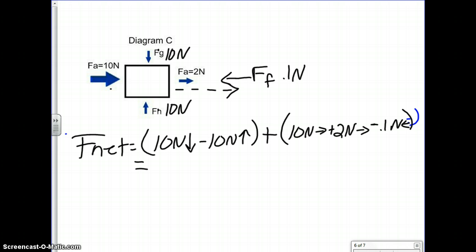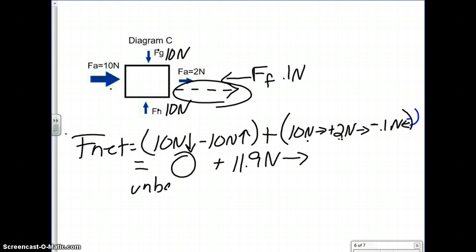So now when we do our calculations, as usual, F of G and F of N cancel each other out. And then we have 10 plus 2 is 12. 12 minus 0.1 is 11.9 newtons. And we've already determined the direction of the motion that way. That's our net force. So whenever you have a net force that's not 0, that means that the object has been subjected to unbalanced forces. And when you have unbalanced forces, you have an object that is accelerating.